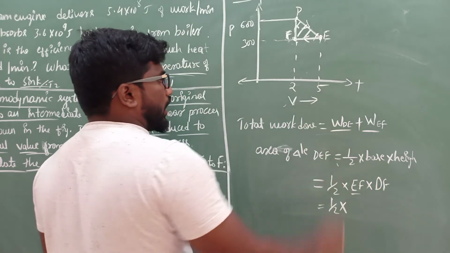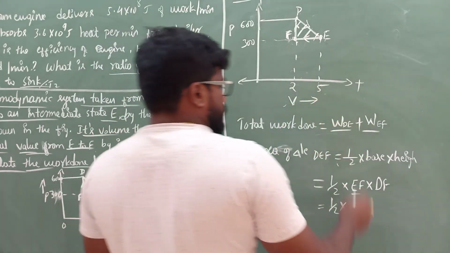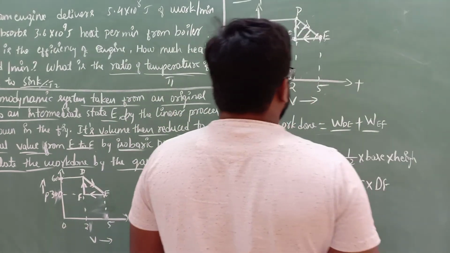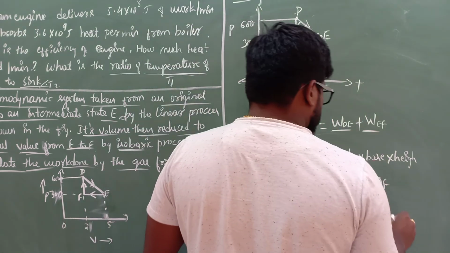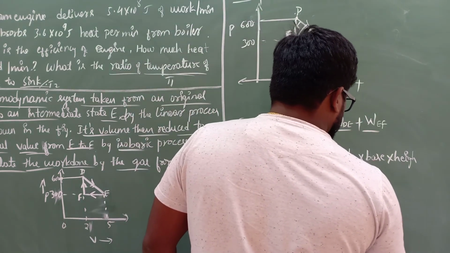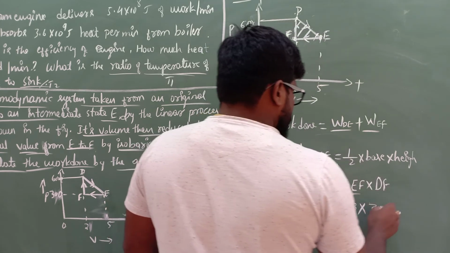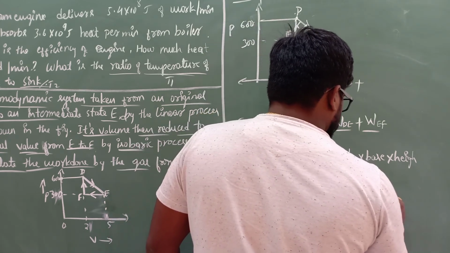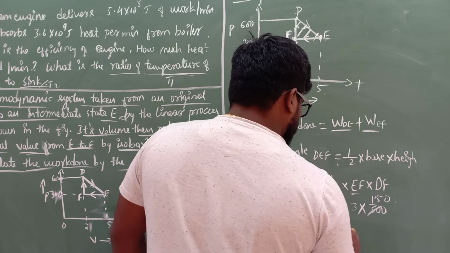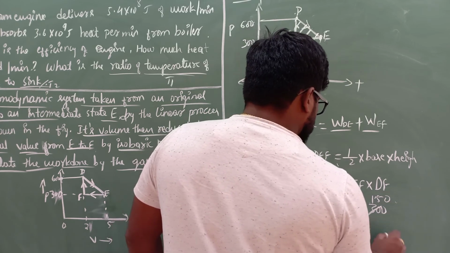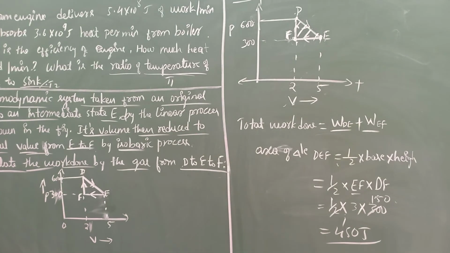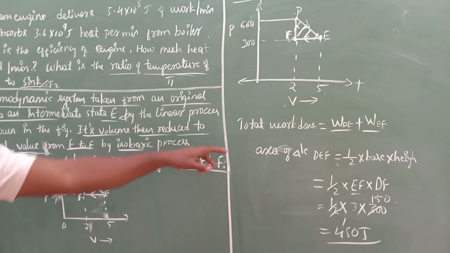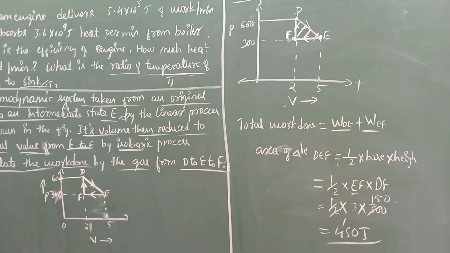So that is given by half into, what is the value of EF? Here 2 and 5, 5 minus 2 is 3, into DF, here 600 and 300, 600 minus 300 is equal to 300. So half of 300 is 150, 150 into 3, you will get 450 joules as the total amount of work done in this case. The work done by the gas from D to E to F is given by 450 joules.